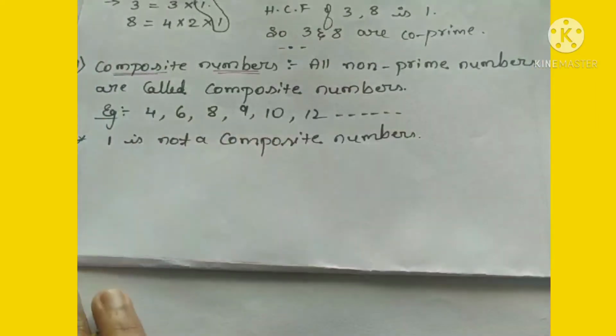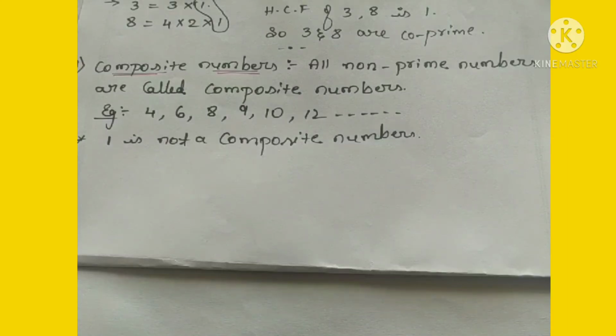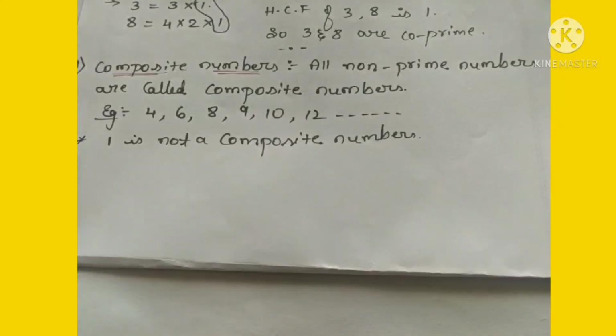It means you have to remember that 1 is not a composite number and 1 is also not a prime number. Okay, 1 is not a composite number and 1 is not a prime number. These are all about the composite numbers.